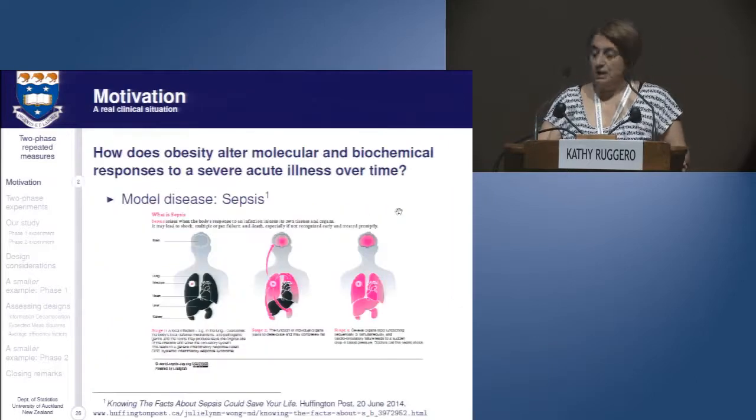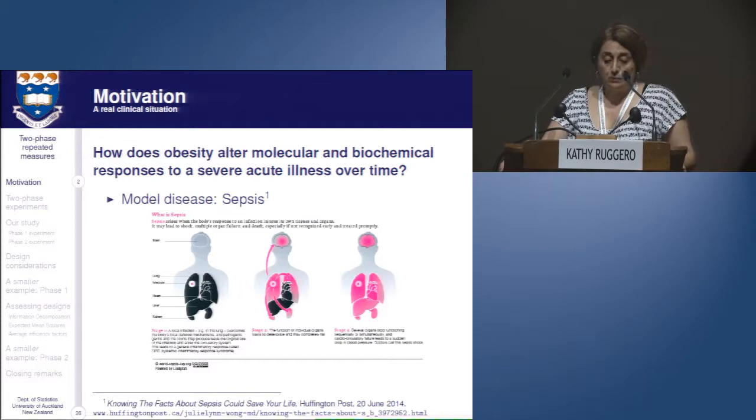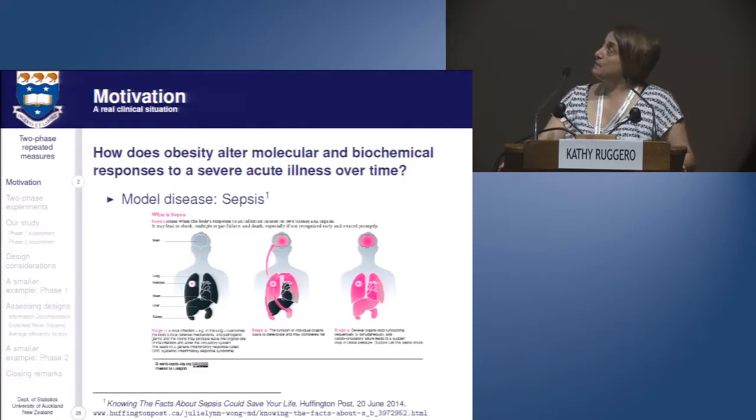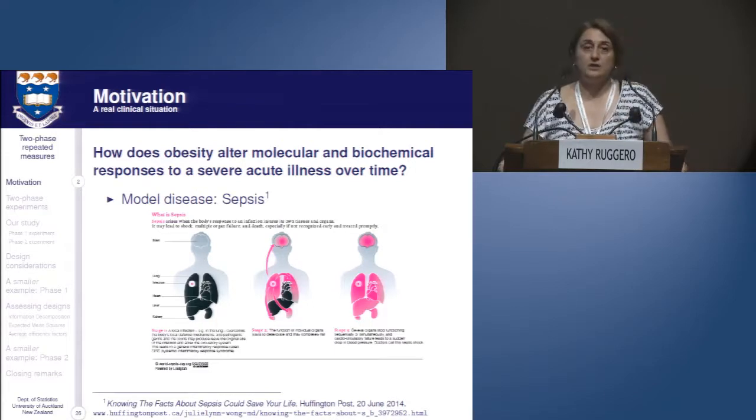Okay. So the question my collaborators were interested in is, how does obesity alter the molecular and biochemical responses to a severe acute illness over time? And a very interesting illness to them is sepsis.